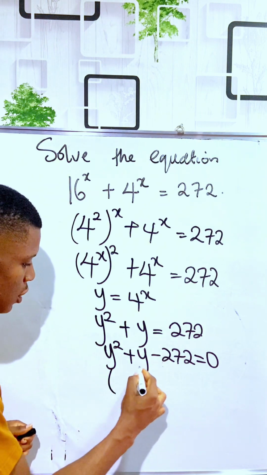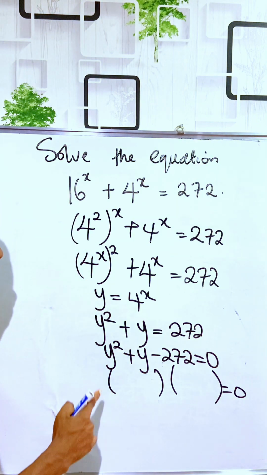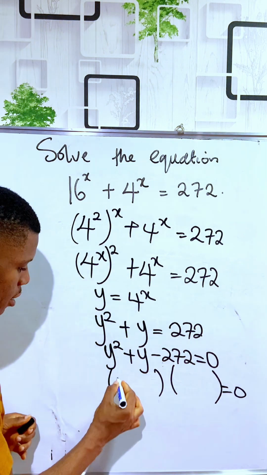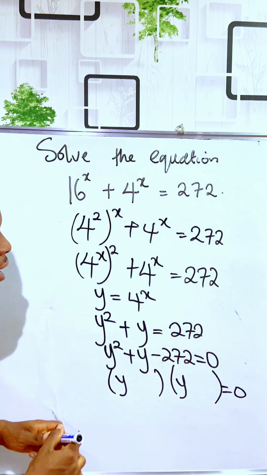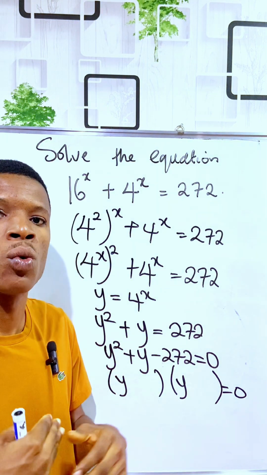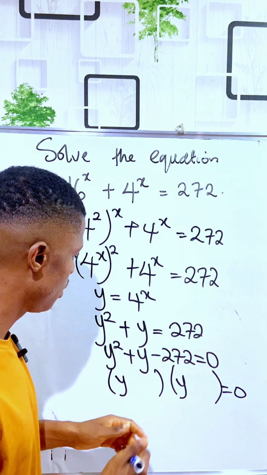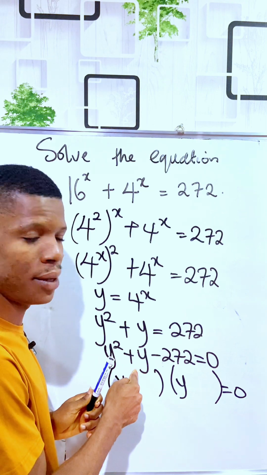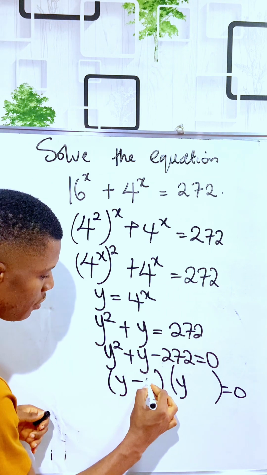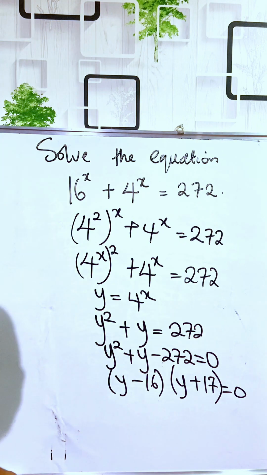To factorize, we just open up 2 brackets. The first term is equal to 0. What multiplies themselves to give y squared? This is y times y. You have y and y. Then the next thing is minus 272. What are the two numbers that once you multiply them, you get minus 272, and if you add them, you get the coefficient here, which is 1? The numbers are minus 16 and plus 17. Then you put in the minus 16 and put in the plus 17. So you have factorized completely.